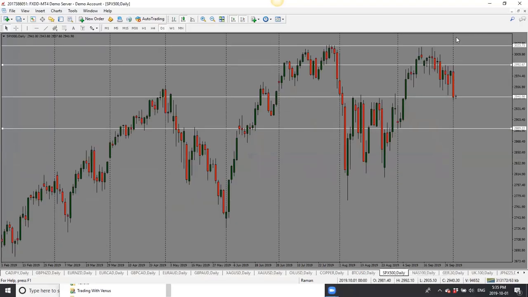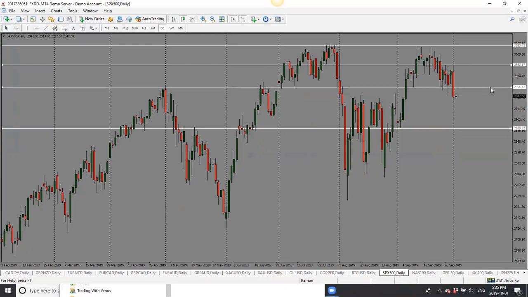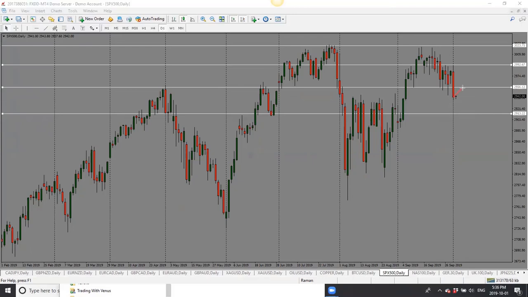S&P 500, a big drop here. So bias is bearish here. Watch out for a pullback into 29.50 and then looking for a further move to the downside here. So bearish bias for S&P 500, and this is the move I'm looking for. 29.20 is the target to the downside.